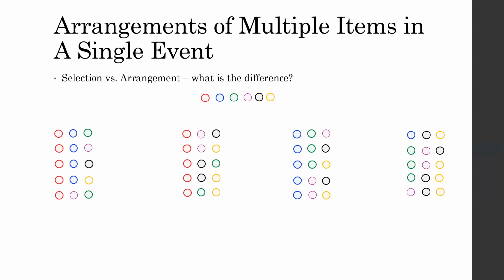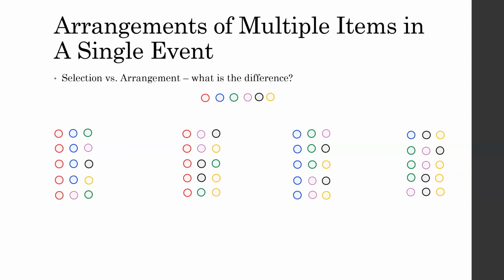All of the previous problems dealt with selecting multiple items from a single event. Now, we're going to talk about arrangements of multiple items in a single event. What is the difference between a selection versus an arrangement? Let's take a look at this example.